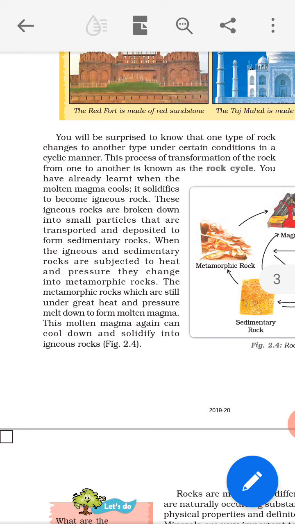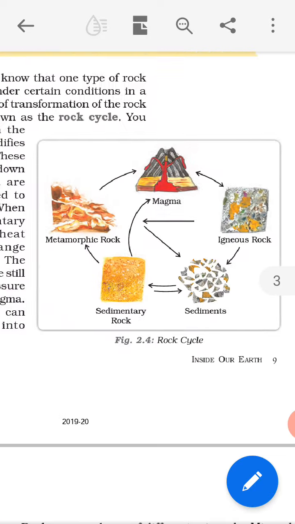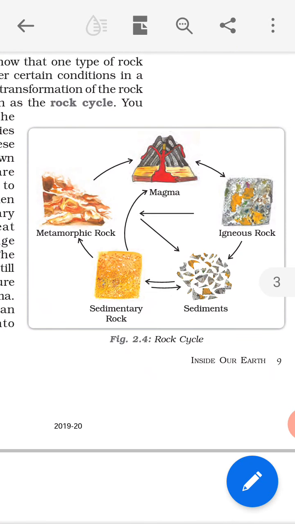So here students, you can see the rock cycle in this picture. First magma, then igneous rocks, after that the sediments, then sedimentary rock, then metamorphic rock. Metamorphic rock, after melting down, turns into magma again, then solidifies into igneous rocks. Like this we can see the rock cycle.